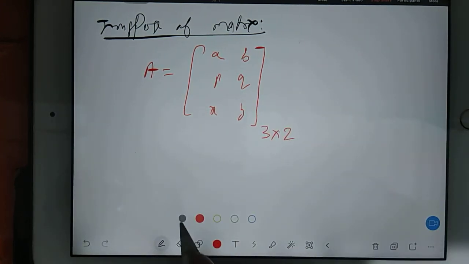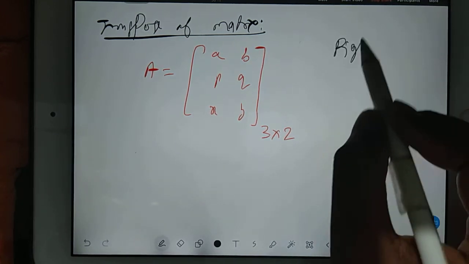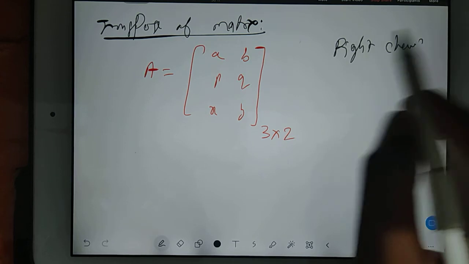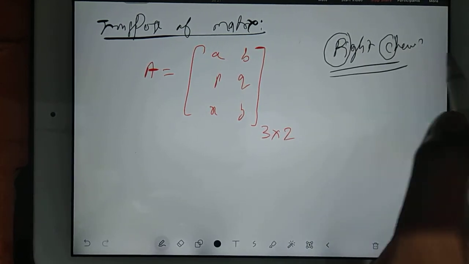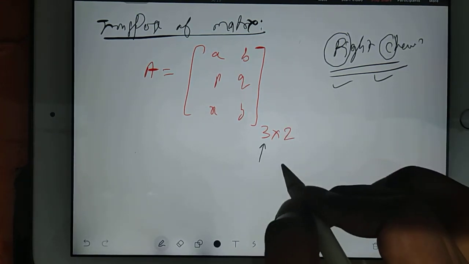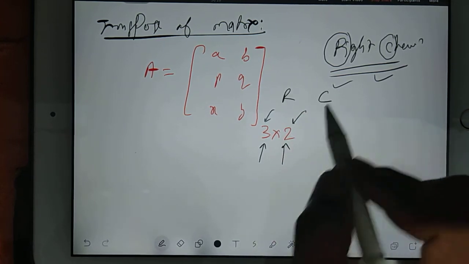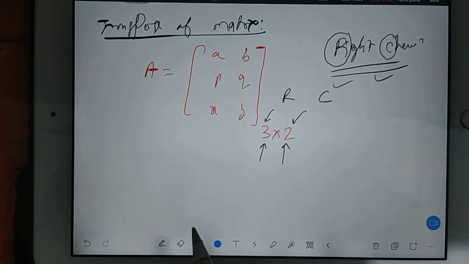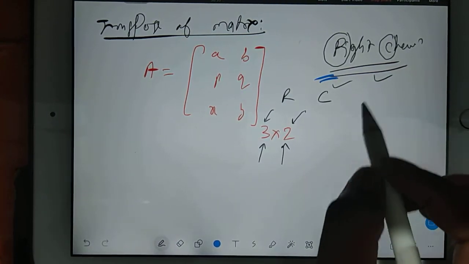So we have a trick here. See, there is a trick I have made. Right choice. So R for row, C for column. Right choice is your right choice. Means R, then C. First row, then column. R means row, C means column. Choice. Clear? So you will not forget in future.